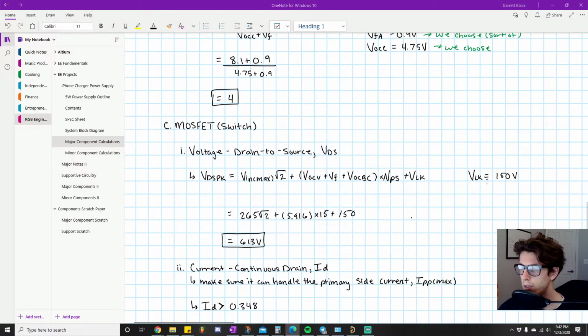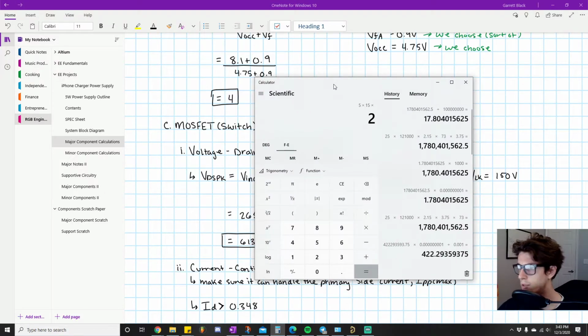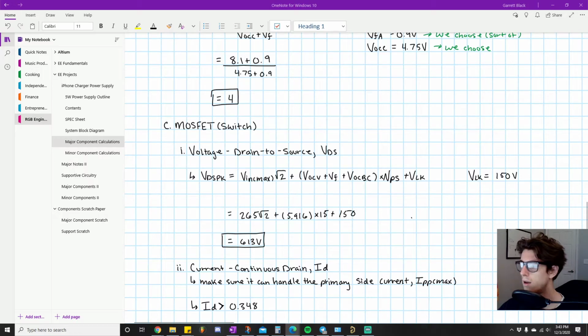To calculate the leakage voltage, you take the output voltage times the NPS value and then multiply that by 2. So we have 5 times 15 times 2. I'll get out a calculator real quick: 5 times 15 times 2 is 150, right? Explaining why we do that takes a whole other story, but just know that's how I got that number. This is also known as the reflected output voltage in some cases, in case you come across that term in another project.